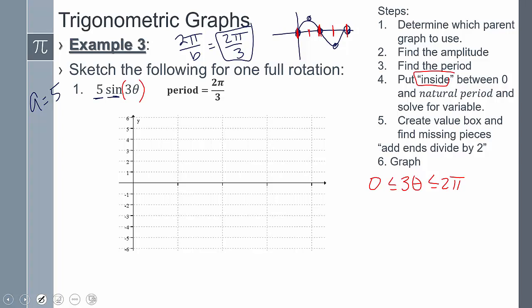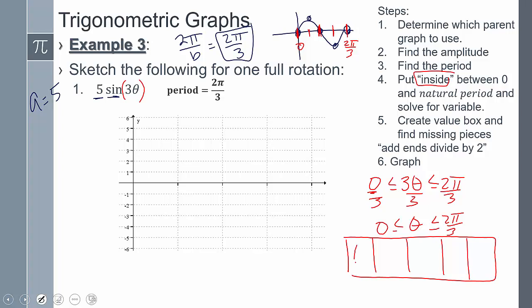Remember, it used to start at 0. It used to end at 2 pi. So that's what I'm going to do. Starts at 0, ends at 2 pi. Solve for theta. So divide everything by 3. And so now we get this statement here. Now this becomes my new starting value, 0, and my new ending value, 2 pi thirds. So I just found 2 of those values. Now I have to find the rest.